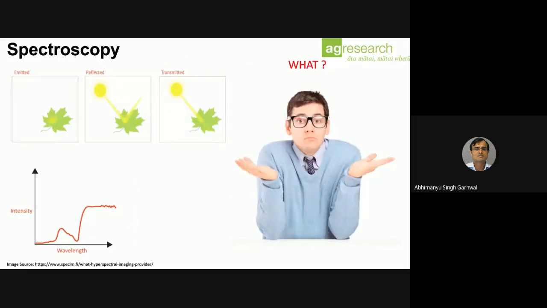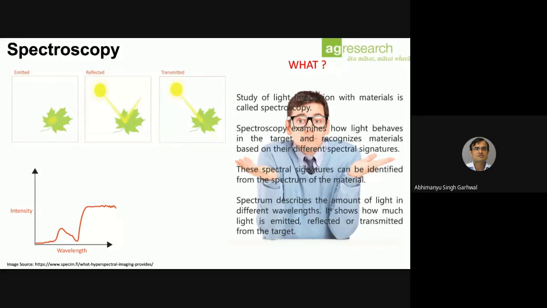So for understanding this, we have to understand what spectroscopy is. Spectroscopy is basically when light falls on an object, some of the light is emitted, some of the light is reflected, and some of the light is transmitted from the object. Whenever light interacts with a material, how it interacts and what the effect is, that is called spectroscopy. It examines the light behavior in the target and recognizes materials based on their different spectral signatures. A spectral signature can be identified from the spectrum of the material, and the spectrum describes the amount of light at different wavelengths. It shows how much light is emitted, reflected, or transmitted from the target.